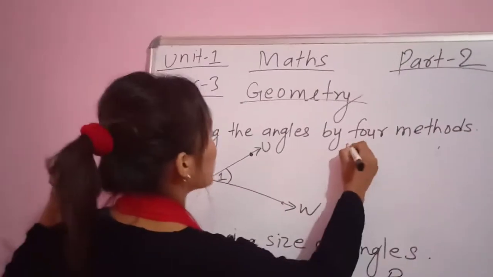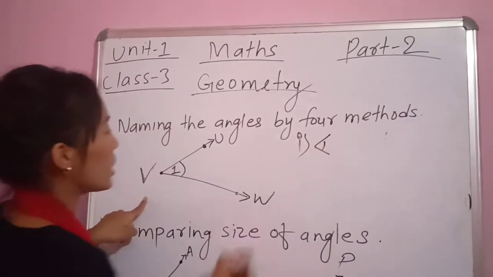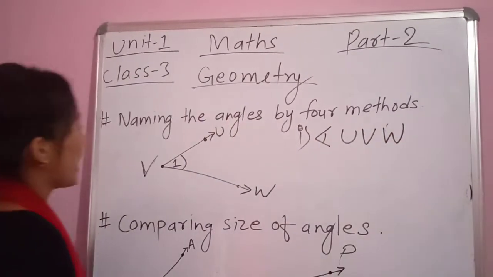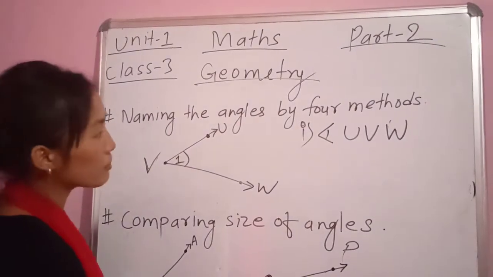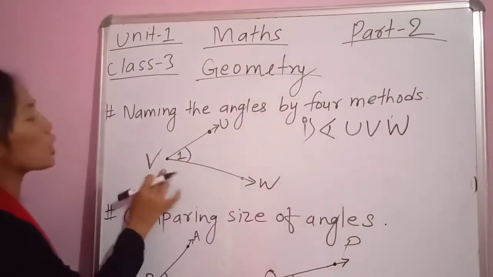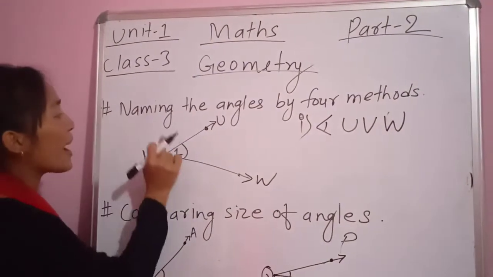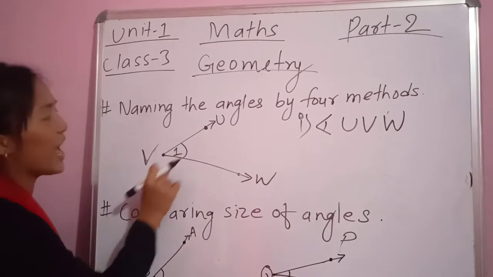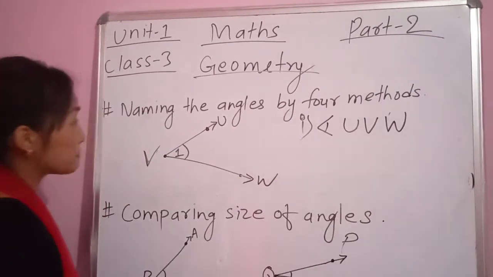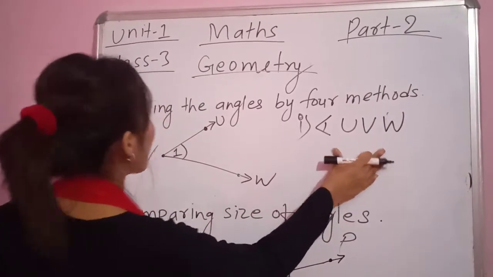The first method to name the angle is, first of all, you write an angle sign, and you have to write U, V, W. I am repeating it many times that you have to write this V in the middle, because V is the common point where the angle is formed. So that's why V should be in the middle. And this is the first method of naming the angles.